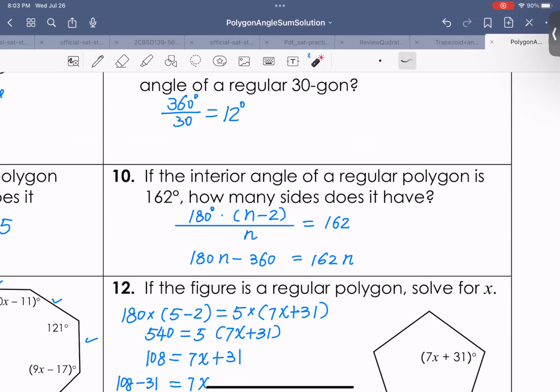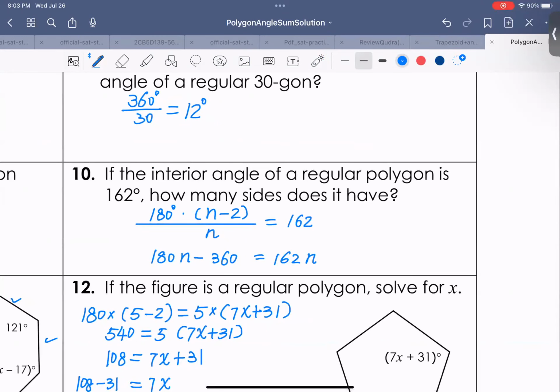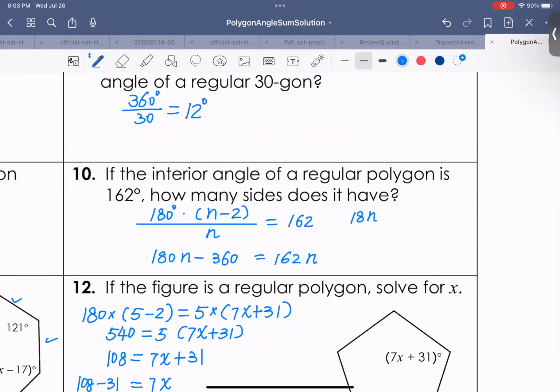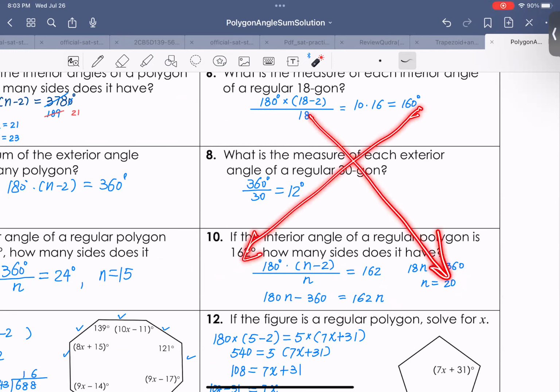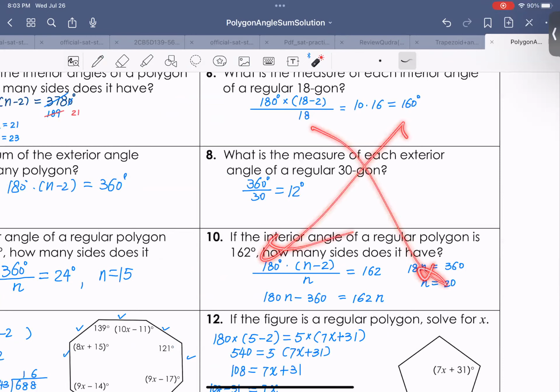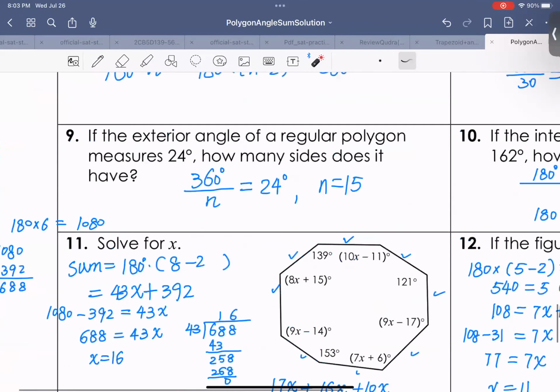Yes. Okay, and then let's move things around. So that would be 18n is equal to 360. So n is equal to 20. Good. 20 sides. The previous one is 18 sides, each angle 160. Now it's 20 sides, each angle 162. This has a difference of 2, and this one also has a difference of 2. Interesting, right? Good.